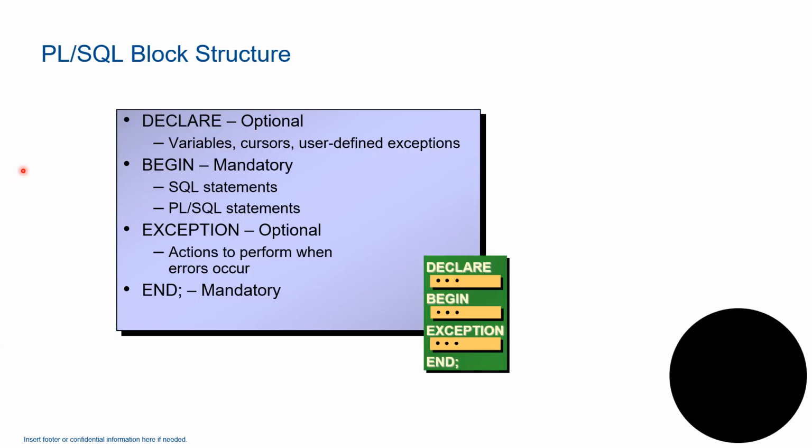Now coming to the block structure. As you can see, we have four major sections: declare, begin, exception, and end. In this, the begin and end sections are mandatory. For every PLSQL block structure, we have to write a begin and an end. The other two, declare and exception, are optional.